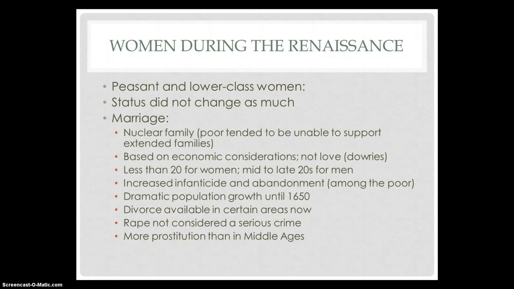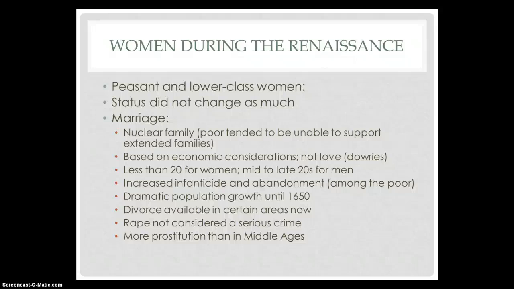Now, the effects on peasant and lower class women are going to be a little bit different. Their status did not change much compared to the Middle Ages. According to marriage, their European family pattern would now be more nuclear. Poor people tended to be unable to support their extended families, unlike the middle or upper classes. Wealthier people and some landowning peasants tended to have extended families living with them or taking care of them, all in one location. Marriage was based on economic considerations and definitely not on love.